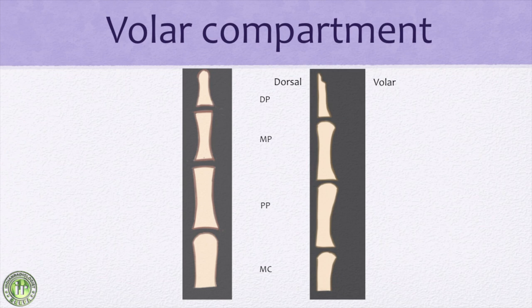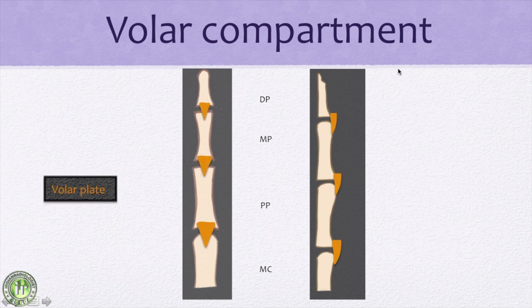Now let's look at the diagrammatic representation of all these three compartments to understand the anatomy better. So as you can see, this is the coronal image of the finger and this is the sagittal image, and this is the dorsal aspect and this is the volar aspect. So in the volar compartment, the deepest structure is the volar plate, which are triangular structures, have a distal broad base attachment and a proximal narrow attachment, which is by the ligaments called as Checkrein ligaments.